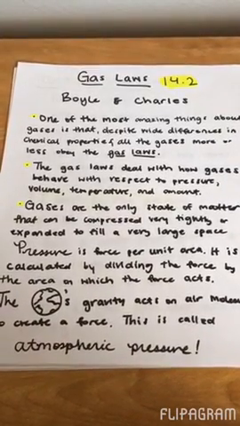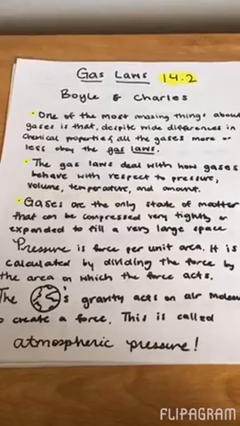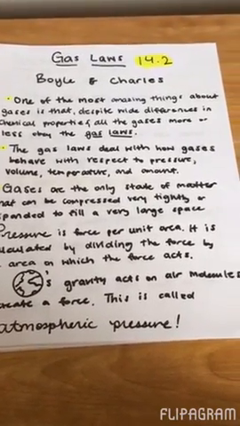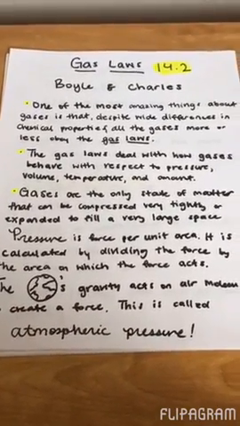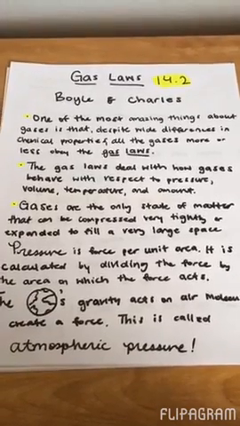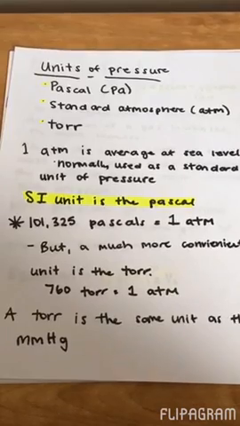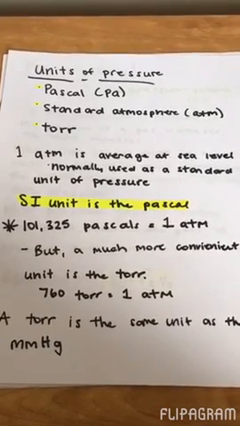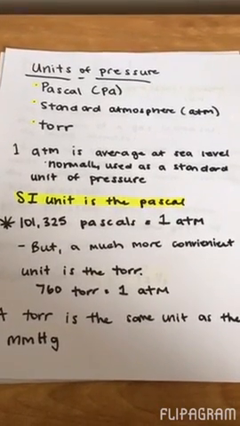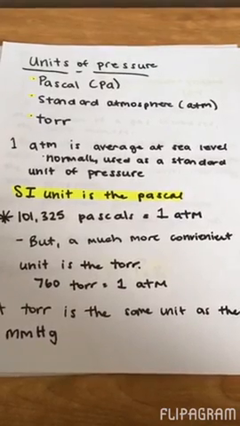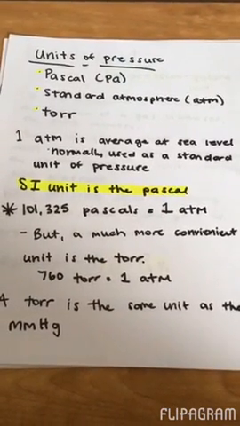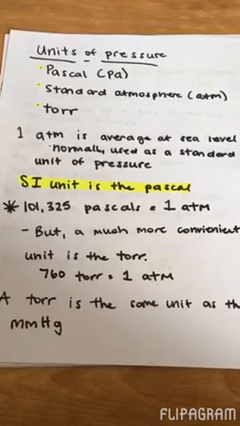It is calculated by dividing the force by the area on which the force acts. The Earth's gravity acts on air molecules to create a force. This is called atmospheric pressure. Units of pressure include the Pascal, abbreviated Pa, standard atmosphere, abbreviated atm, and torr. 1 atm is the average at sea level. It is normally used as a standard unit of pressure. The SI unit is the Pascal.